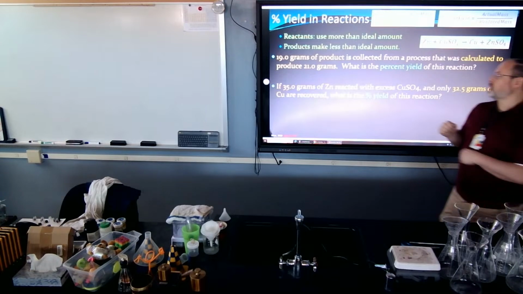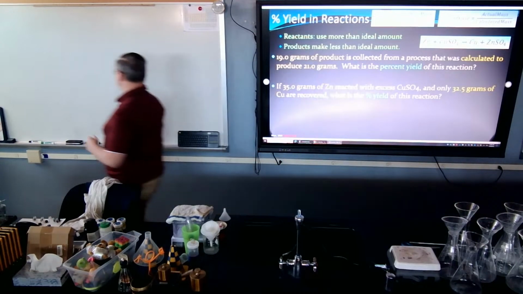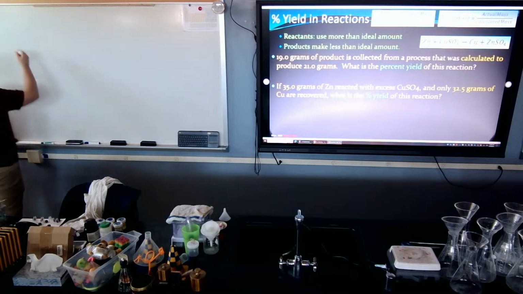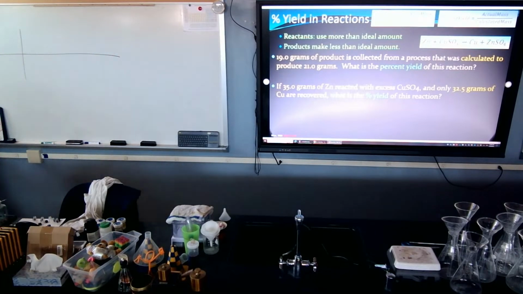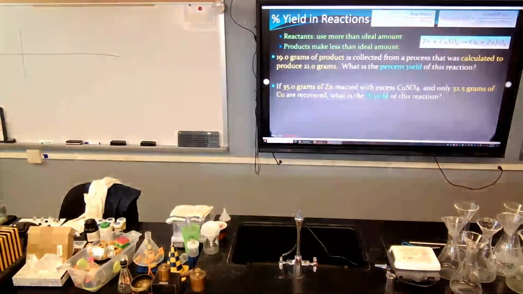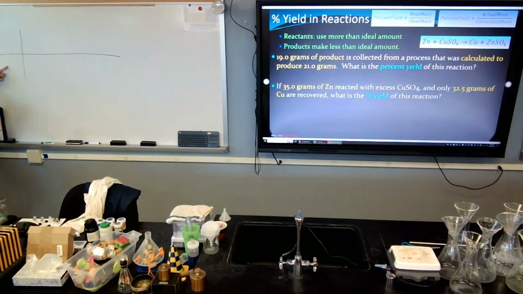So, how do you do this? Well, it starts like this. Like everything in stoichiometry, it starts with a T-chart. All right, what goes in this box? Nothing. What goes in here? Something. What's something? 35.0 grams of zinc.